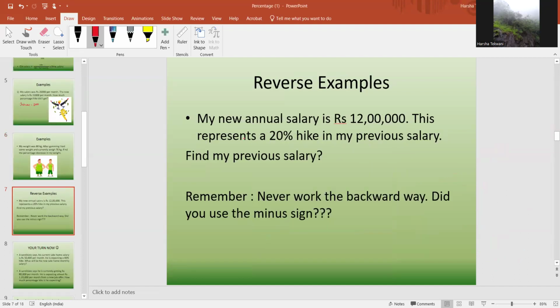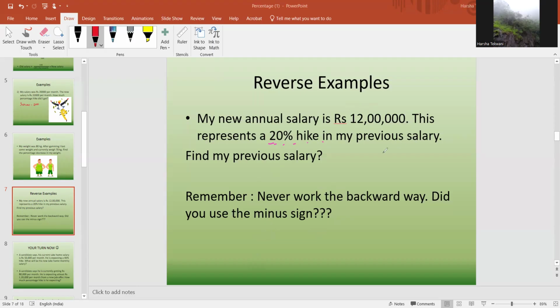What are some reverse examples? Let's see what mistakes people make here. My new salary is 12 lakh rupees, that is annual salary. This is representing a 20% hike compared to my previous salary. What was my previous salary?